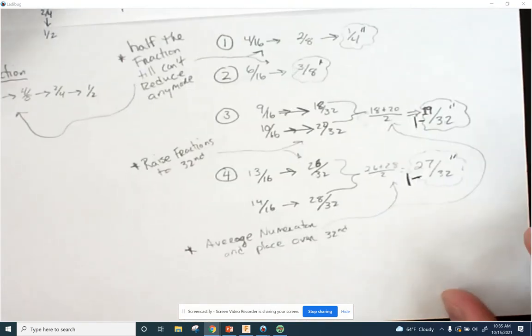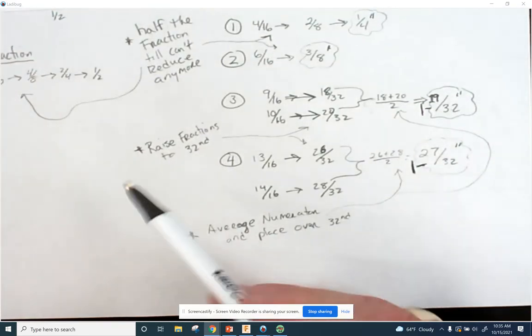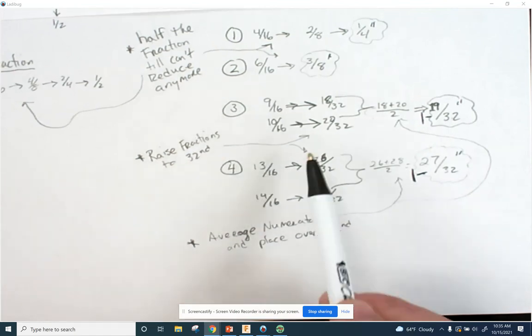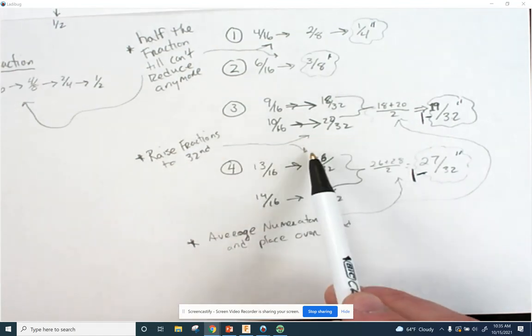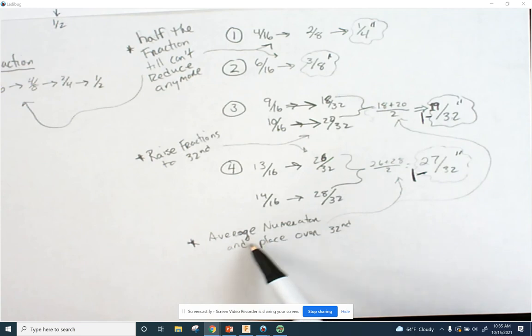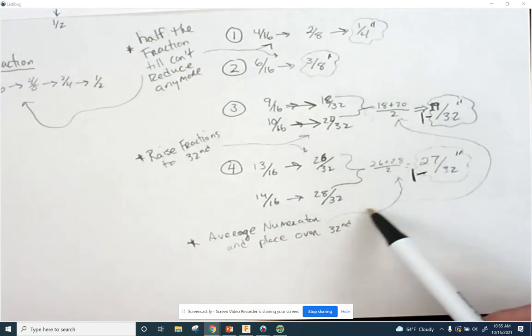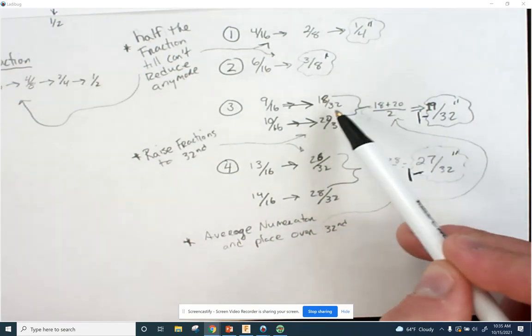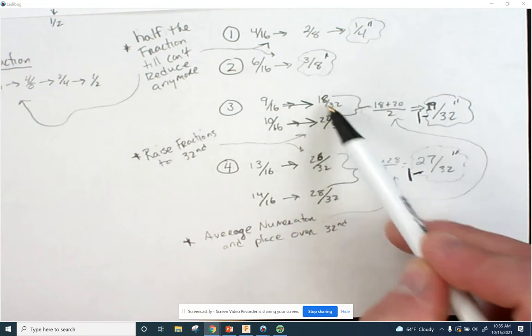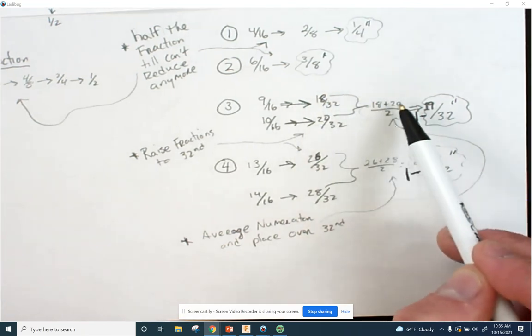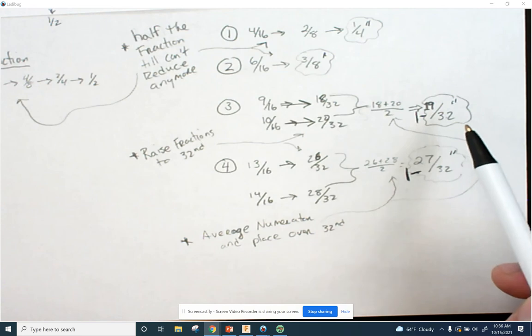And then everything else here, it just has little notes. It says raise fractions to 32nds. I'm just trying to show that here with the arrow. And then average the numerator and place over 32nds. And that's what I'm trying to point to here. You take the two 32nds, the numerators on top, and then you average that, and then you get the 32nds.